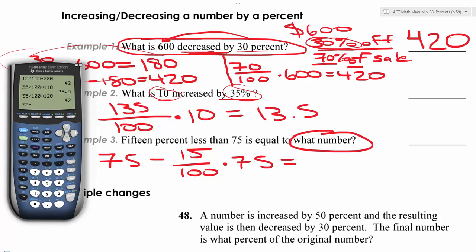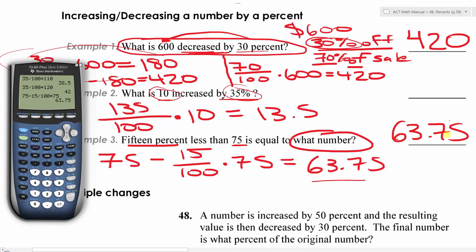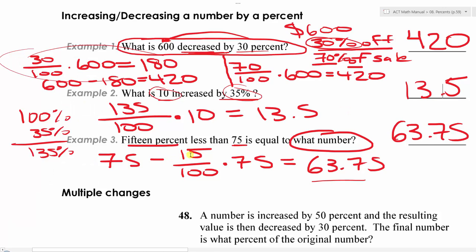75 minus 15% of 75. Now, to be safe, I probably should have used some parentheses in there, but I am telling the calculator the correct order of operations, and indeed 63.75 is the correct answer. 63.75 is what I get when I reduce 75 by 15%. So this is 63.75, and again, this one was 13.5. So that's a little bit of background on percent increase, decrease.